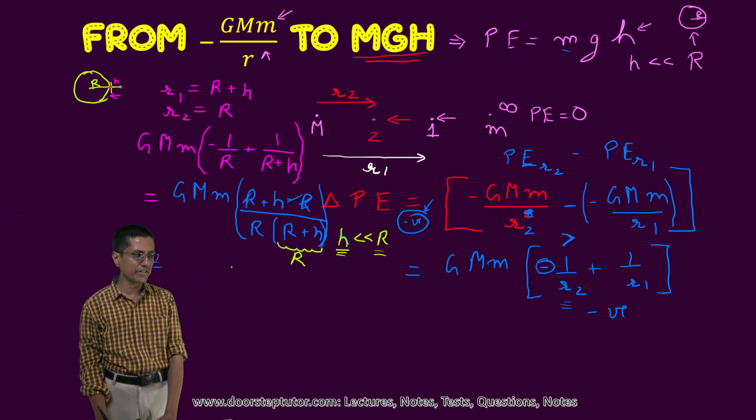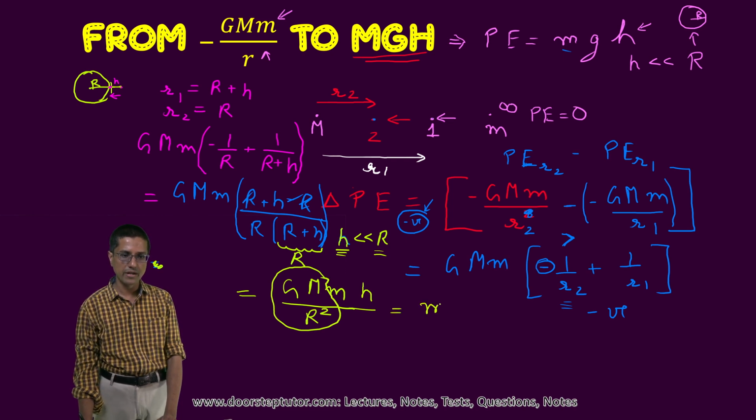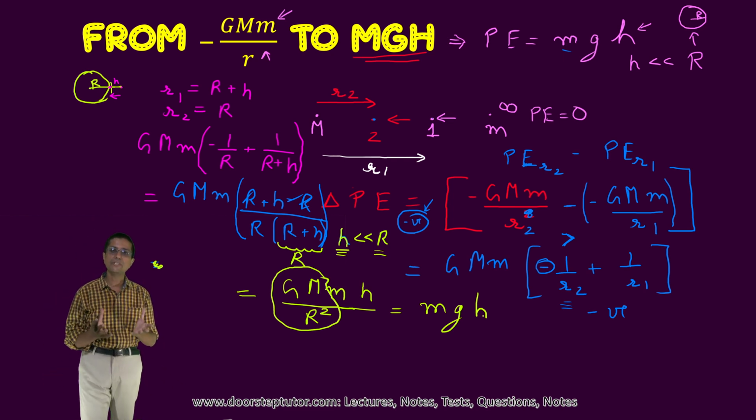So in that condition, what does my formula become? I will write it right here. This becomes very simply GMm upon R squared. So this has become R into R, which is R squared, and at top we have H. Now this entire thing we know is the acceleration due to gravity, so this becomes equal to mgh. So this is how the formula for mgh came into being.